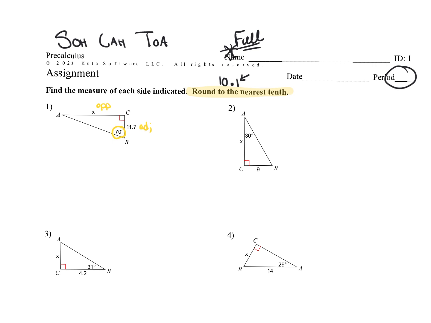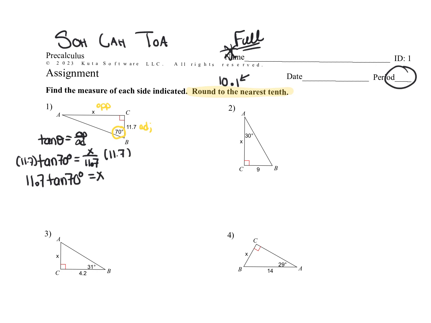Well, it's the tangent. Tangent of theta equals the opposite over the adjacent. So tangent of 70 degrees equals my opposite x over my adjacent 11.7. To algebraically solve this, you're going to multiply both sides by 11.7. So I get 11.7 tangent of 70. Please don't forget your degree symbol, equals x.